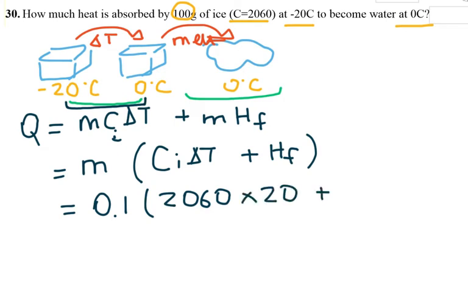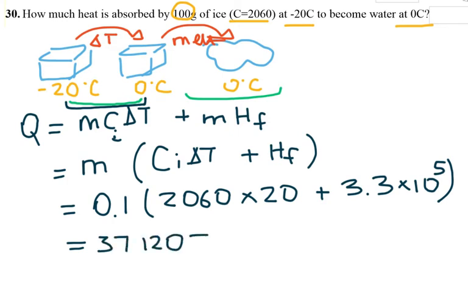And the heat of fusion for the ice is 3.3 times 10 to the 5th. Now, if we use a calculator, we're going to get 37,120 joules, or I can write it as 37.12 kilo, which means 1,000 joules.